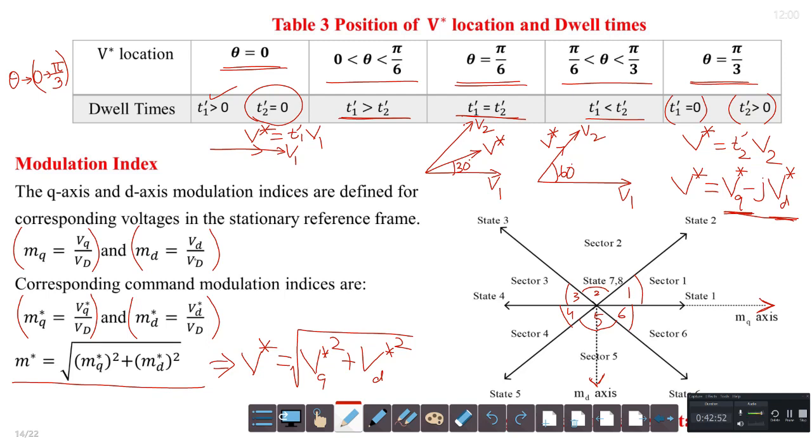So, we can handle MQ and MD independently, or corresponding to MQ we can take VQ, and corresponding to MD we can take VD. We can take either these two, or we can take VQ and VD. When you take VD and VQ, we apply the V star equation. If we consider MQ and MD, we apply the M star equation. This is how the reference voltage generation is done for control purposes.